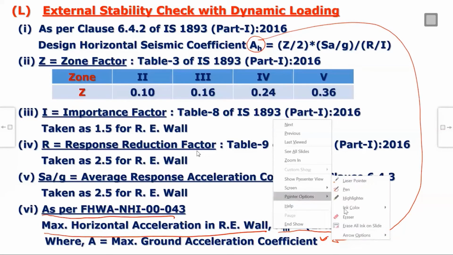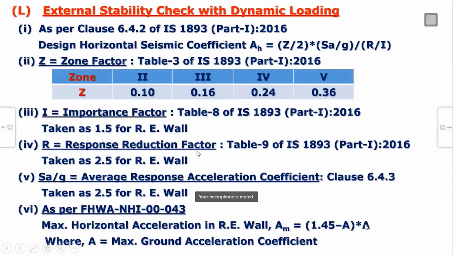For zone 3, I think it comes 1.2 or something, if I am not wrong. Okay, I hope up to here it is okay. First part, when we do with dynamic loading, this will be used in internal stability check also with dynamic loading. Basically, you calculate AM, the horizontal acceleration coefficient which will be used for the wall. This is common. ठीक है?